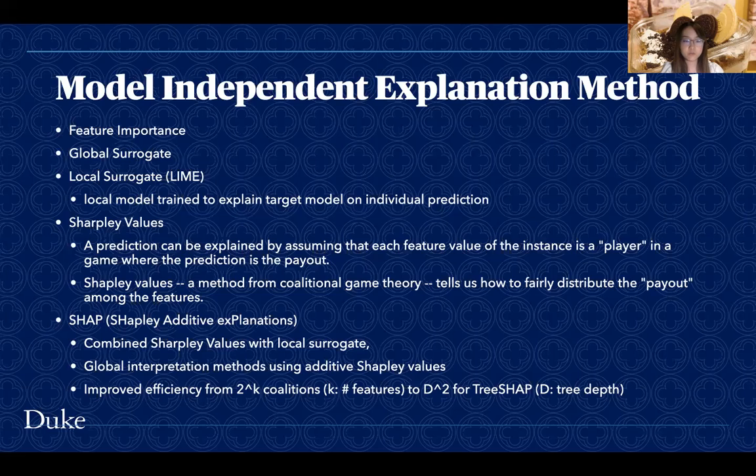And the SHAP package, which stands for Shapley additive explanations, combines the Shapley values with local surrogate. It also uses additive Shapley values to do global interpretation. It also has a great improvement in efficiency. Before, we needed to calculate the Shapley values exactly, which takes 2 to the k coalitions for each feature. And right now, with the fastest one being TreeSHAP, it only takes O(d squared) time complexity, where d is the tree depth.